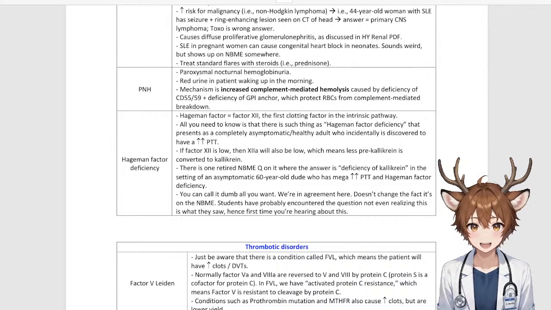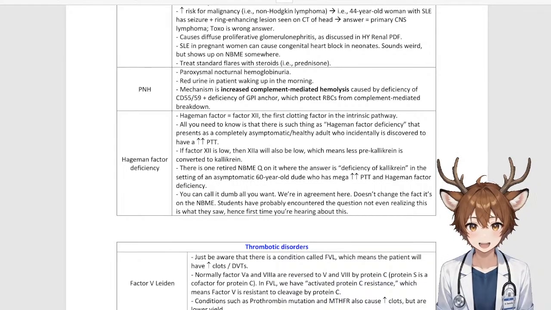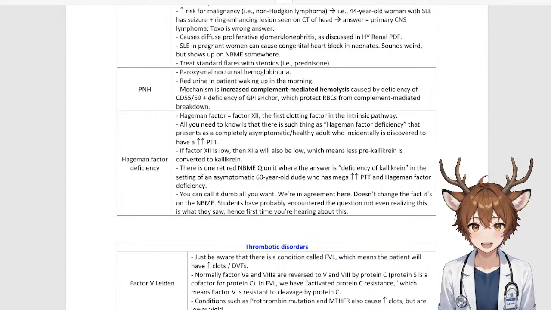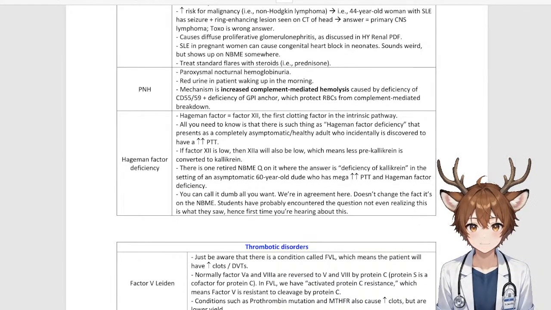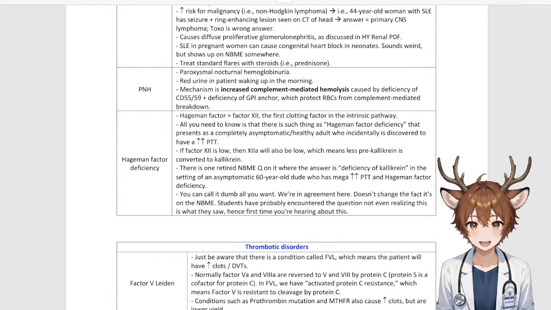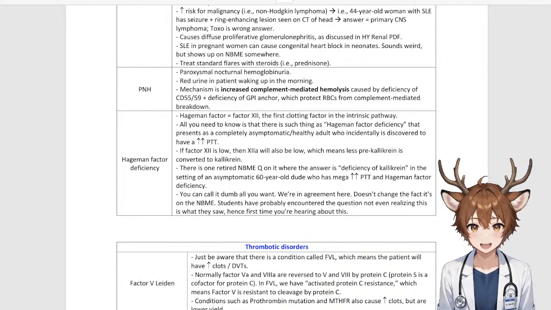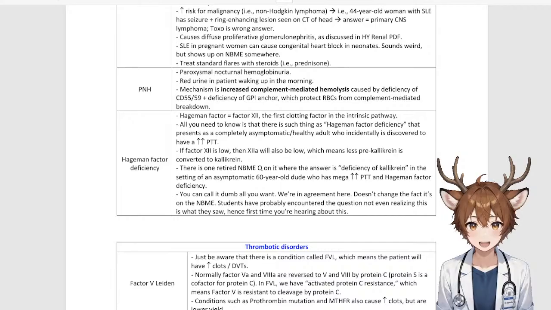PNH, or paroxysmal nocturnal hemoglobinuria: red urine in a patient waking up in the morning. Mechanism is increased complement-mediated hemolysis caused by deficiency of CD55 and CD59, plus deficiency of GPI anchor, which protects RBCs from complement-mediated breakdown. Hageman factor deficiency: Hageman factor, or factor 12, is the first clotting factor in the intrinsic pathway.